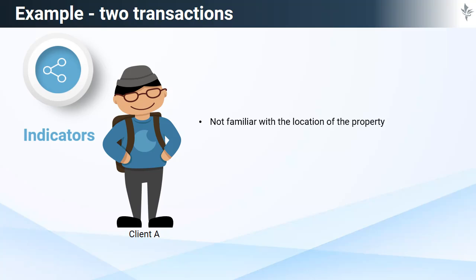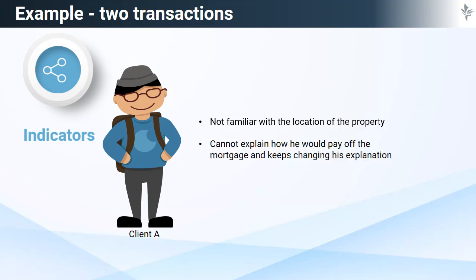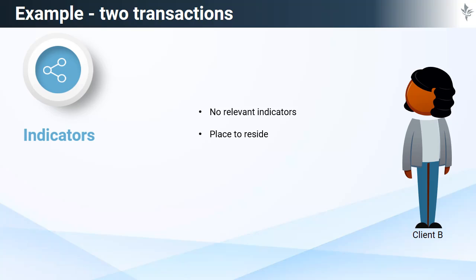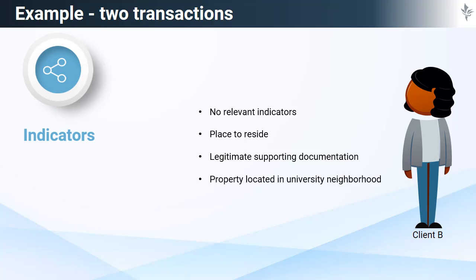Client A is not familiar with the location of the property for which the mortgage is being requested. Client A cannot explain how he will pay off the mortgage and keeps changing his explanation. Client A is nervous. When the mortgage agent asks Client B for additional information, Client B advises that she is buying property to have a place to reside while attending school. Client B also advises that her parents will fund the purchase and provides legitimate paperwork that supports this. The property is a condominium in the university neighborhood. No other indicators came up.